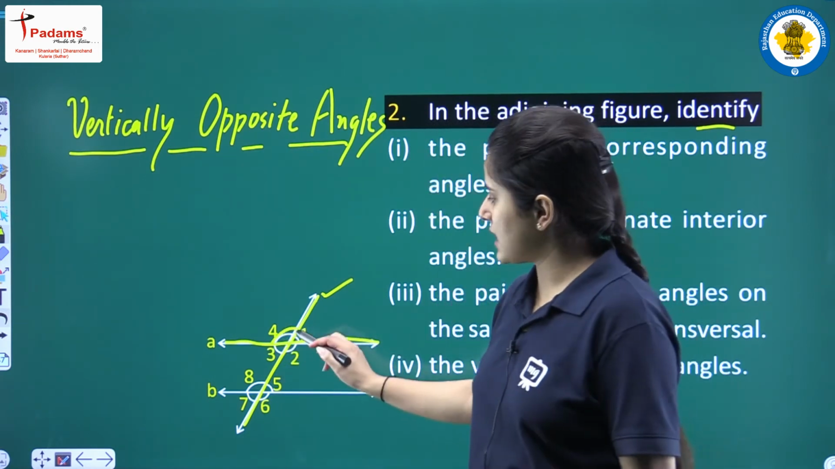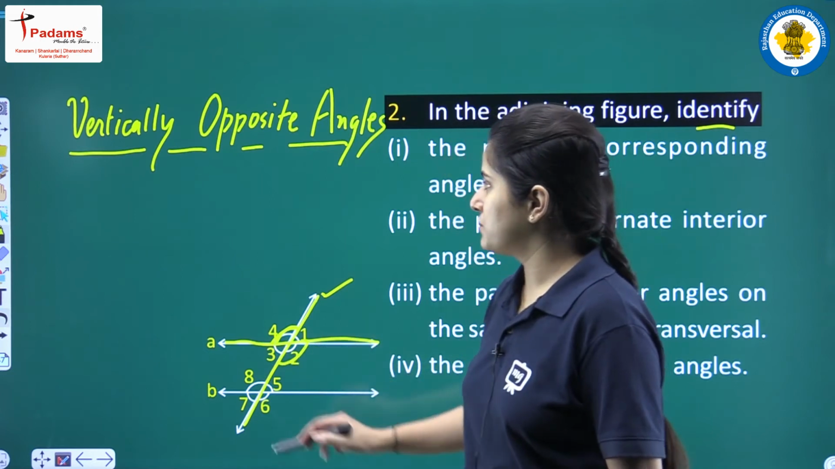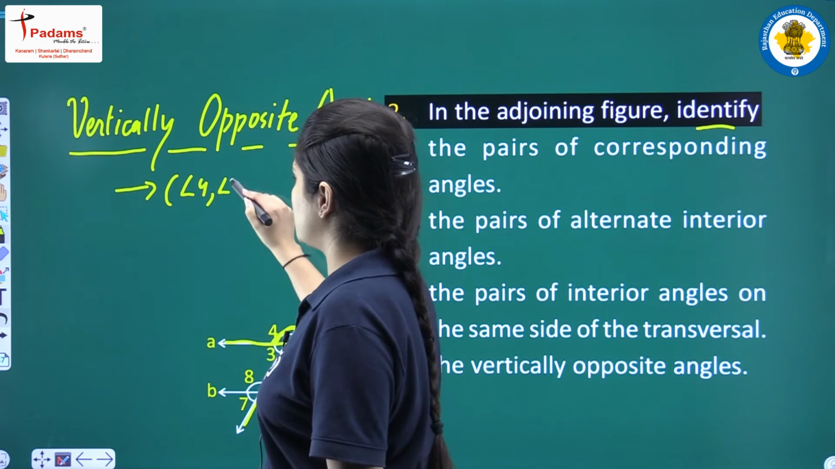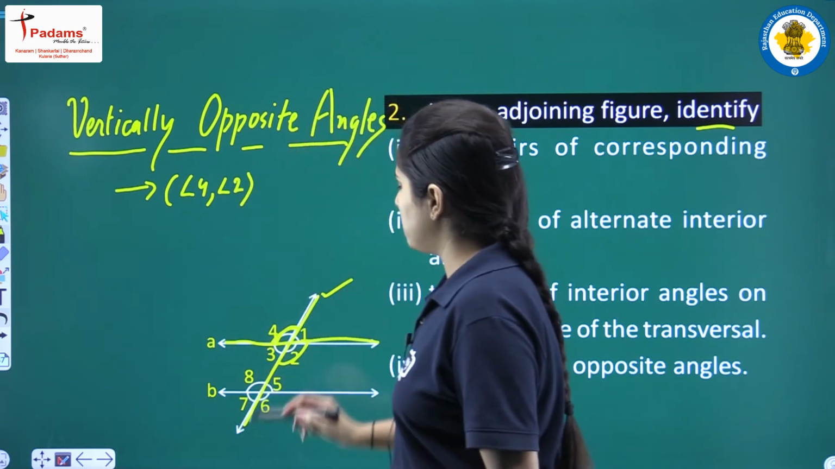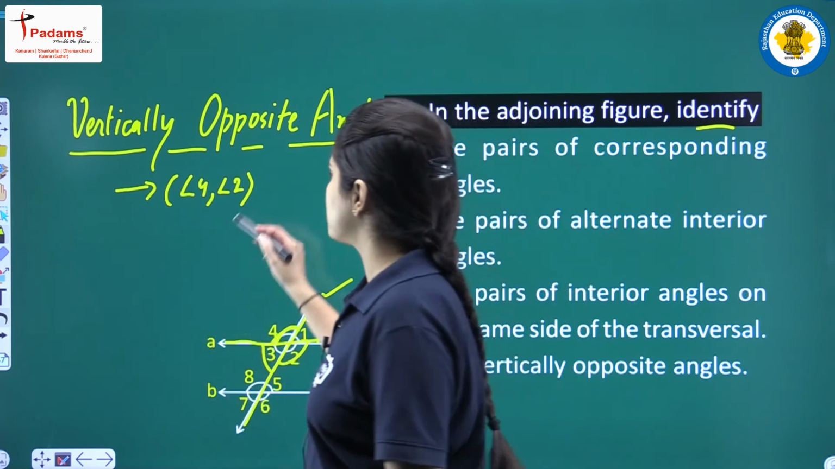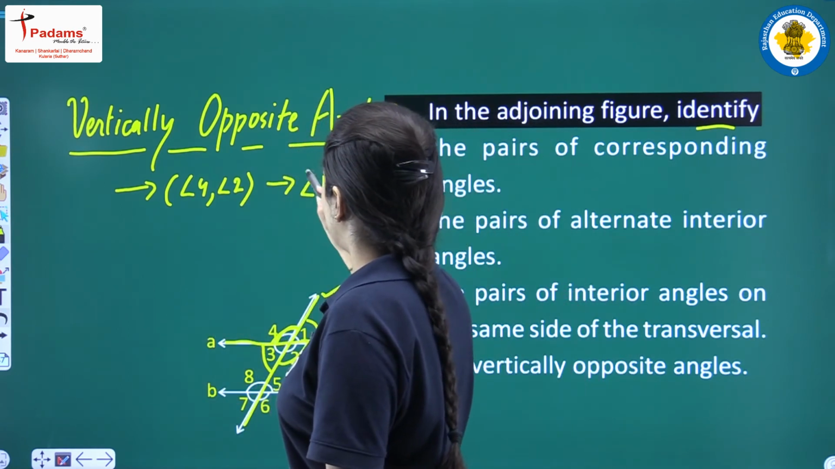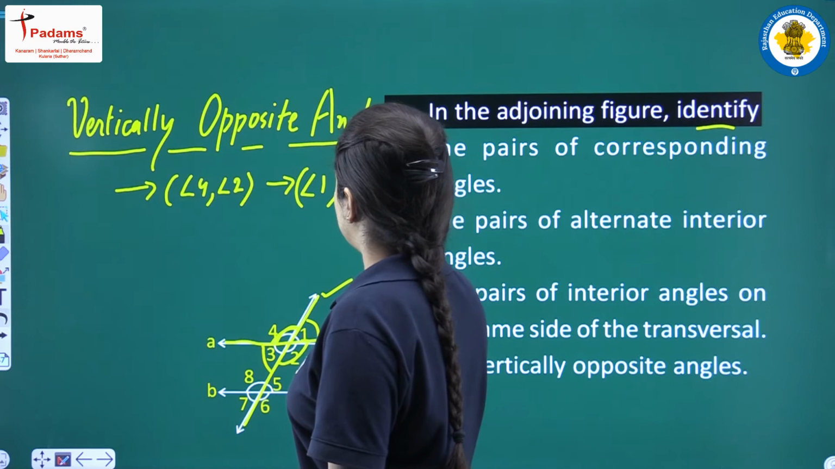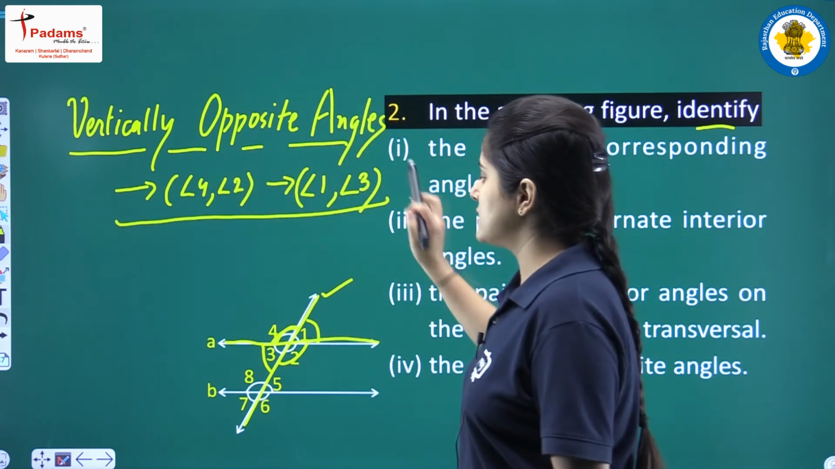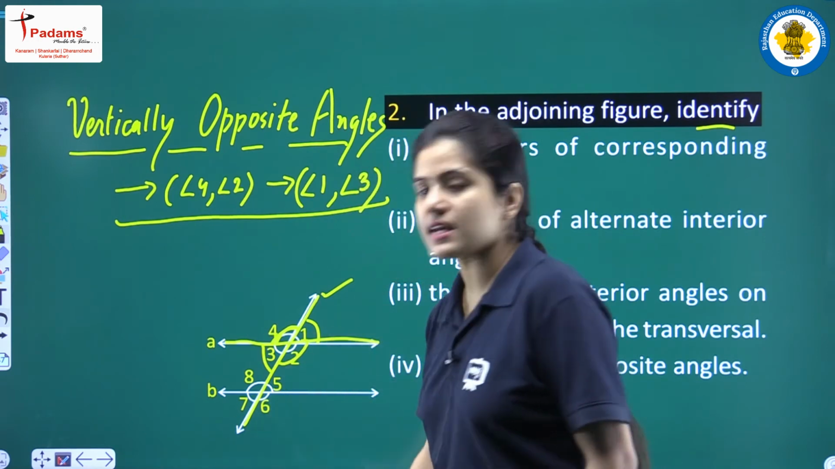Okay, so that is angle 4 and angle 2. So the first pair, students, is angle 4 and angle 2. The second pair, students, is angle 1 and angle 3. So these are two vertically opposite angle pairs when these two lines are intersecting.